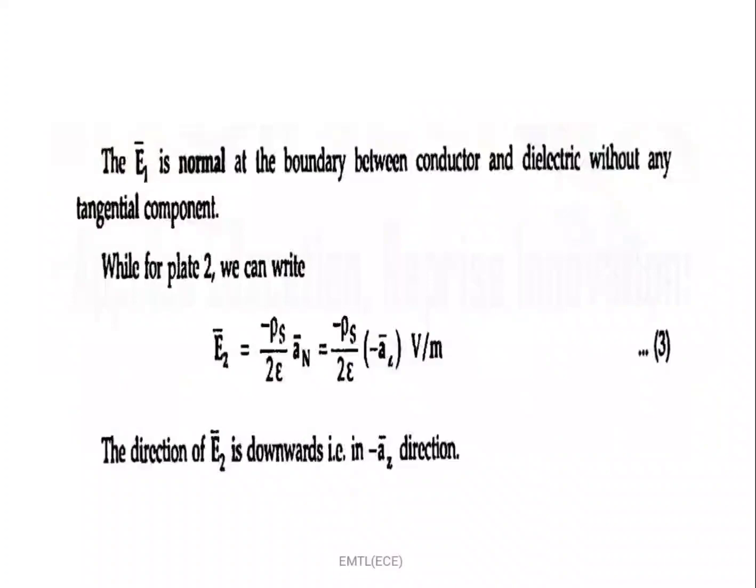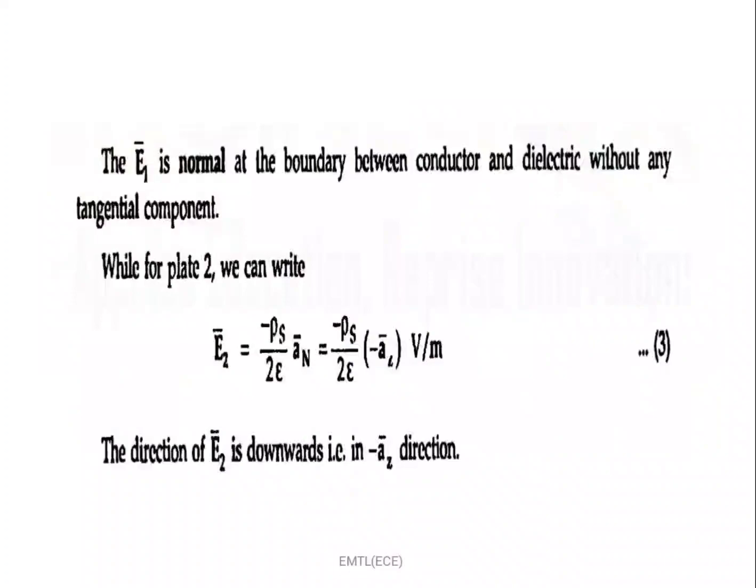Here E1 is normal at the boundary between conductor and dielectric without any tangential component. That means, as we already discussed in boundary conditions, the boundary condition for electric field intensity in the case of conductor and dielectric is that there is no tangential component. That means it has only a normal component.